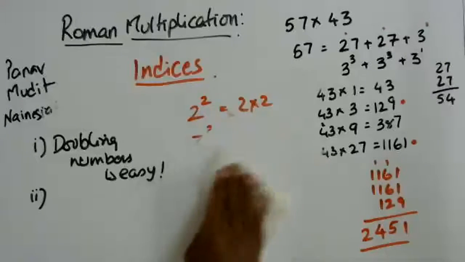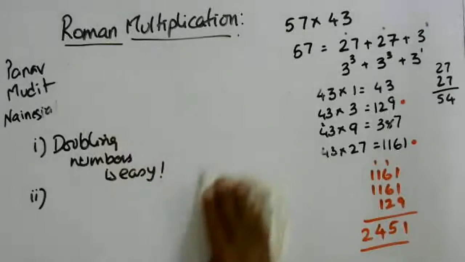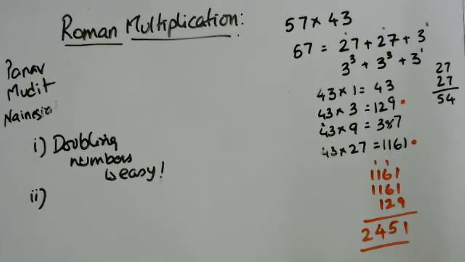Ninesia. Sir, the calculation you did first was wrong. Which one? Where? The first answer you rubbed out, it agreed with 2451. No, sir, it's not the answer. 57 times 43 is showing 2451 only. Yes, sir.